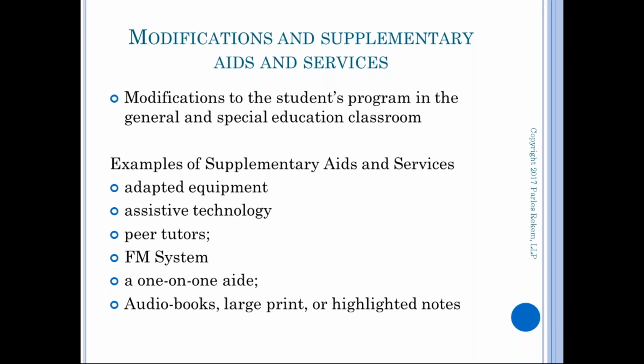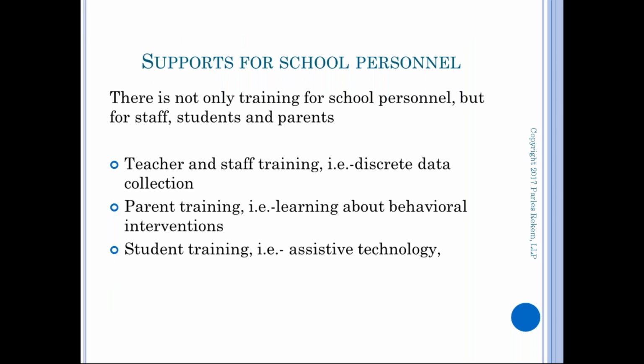In addition to modifications and accommodations, there are supplemental aids that we can use if a child is found to be in need of it. It could be an FM system. It could be some type of adaptive equipment. If a child needs a one-to-one aide, that would be listed, and audiobooks. And these are just examples.